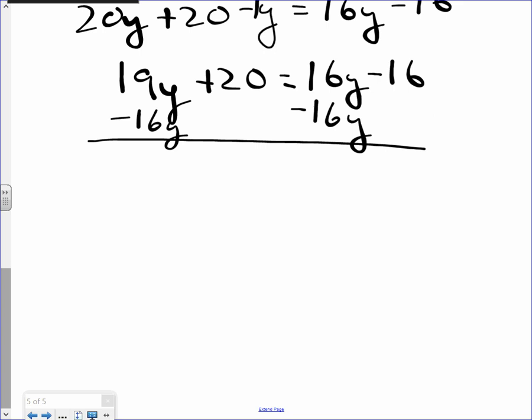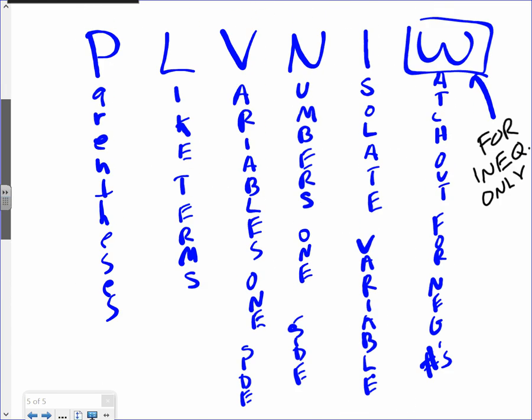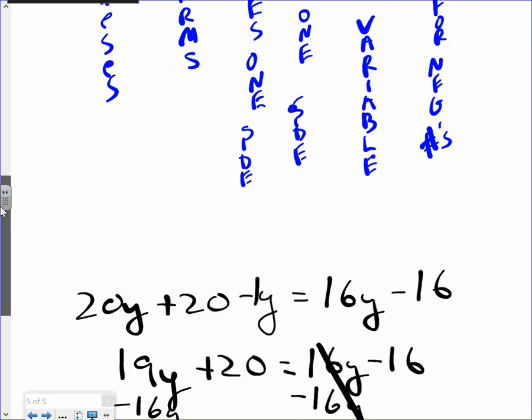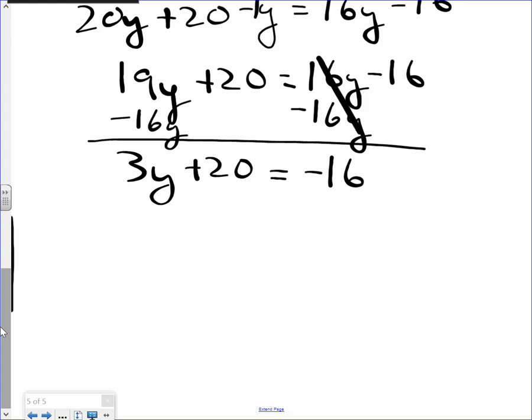All right, after the dust settles, look what happens. 19 minus 16 is a 3y. I got a plus 20. This is gone over here too. This is a minus 16. Okay, let's see. We got the variables on one side. Now let's get numbers on one side. Let's take the 20 over there. So we'll subtract 20 from both sides. See, we're getting the numbers on the right side now.